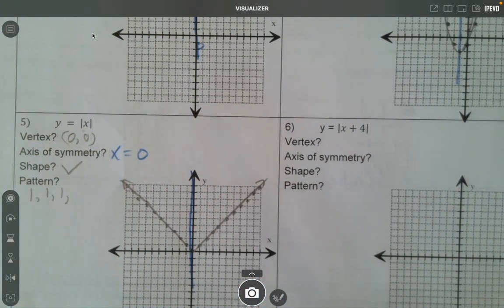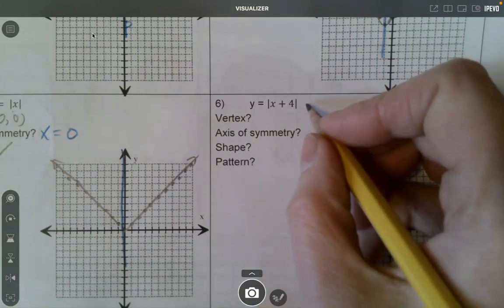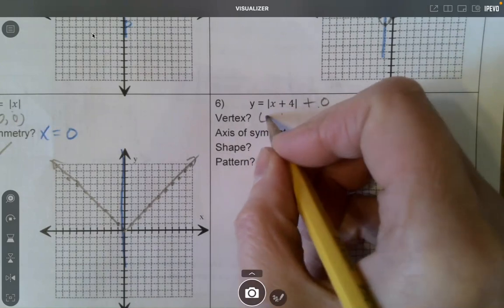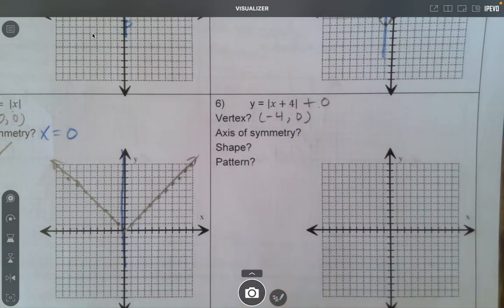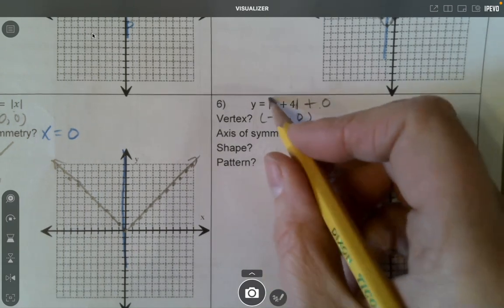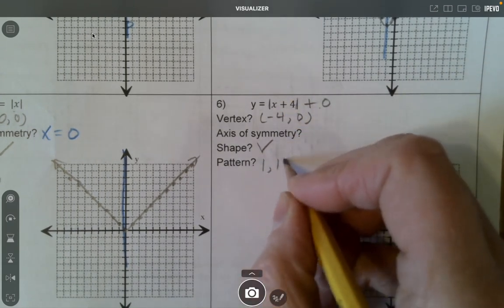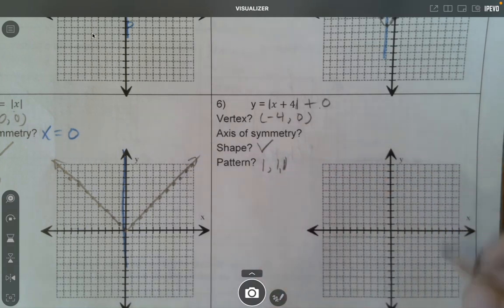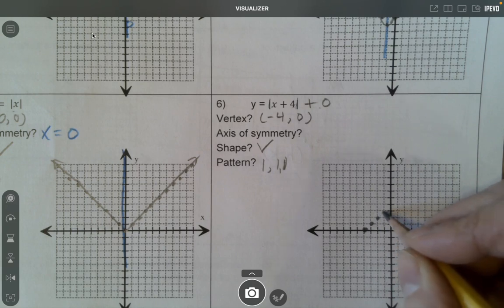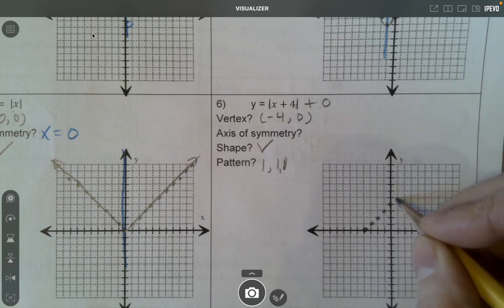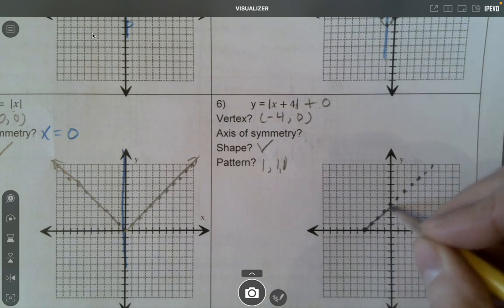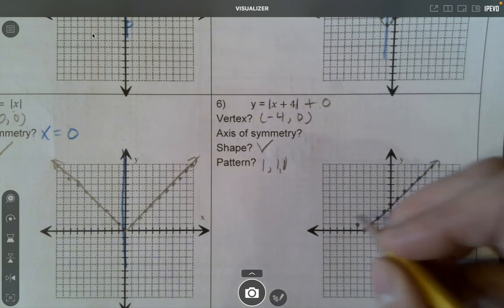All right, next one is y equals the absolute value of x plus 4, and then plus 0. So opposite sign, same sign. It's negative 4, 0. Remember, we talked about that on the front side. And then our shape, because it's an absolute value, is still a V. Pattern is still 1, 1, 1. So let's go to negative 4, 0, and a 1, 1, 1 pattern. These are easy to draw, but man, it takes a long time to get all those points in. So here's one side. Let's do the other side.